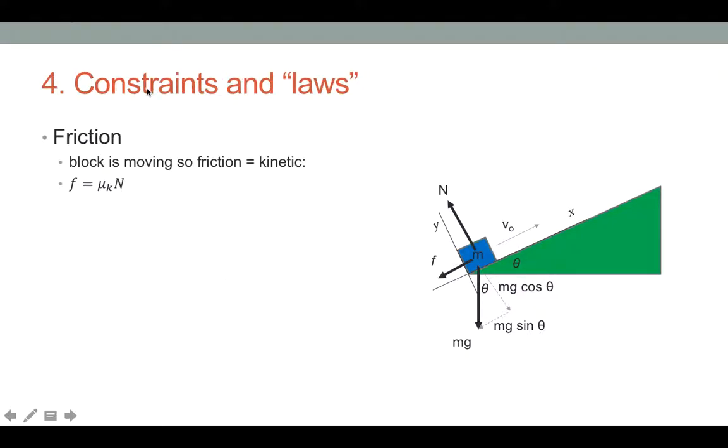Next thing we need to do is apply constraints and our force laws. The one thing we need to worry about is friction. The block will be moving, so friction will be kinetic, and the frictional force therefore will be the coefficient of friction times the normal force. And remember, it's the normal force. Don't write down the weight, because the normal force is the force that determines friction.